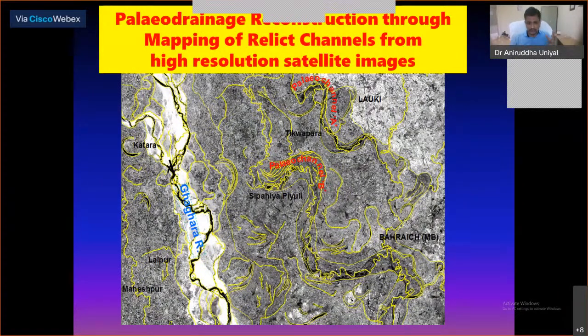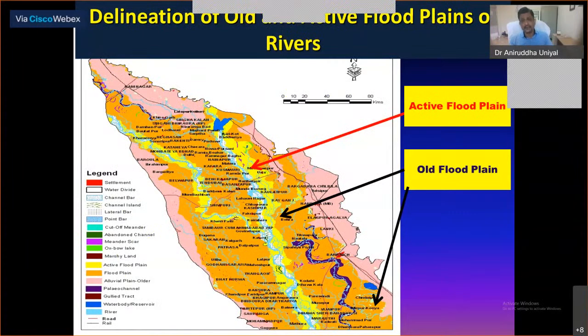We can see here that the entire paleo drainage is being reconstructed. And we are not only able to construct the paleo drainage, earlier river systems, but also their floodplains to a great extent. Then old and active floodplains of present day rivers. You see in yellow color, this is the active floodplain of a river. Again, the active floodplain of another river. And with the orange color, we can see the old floodplain of the rivers.